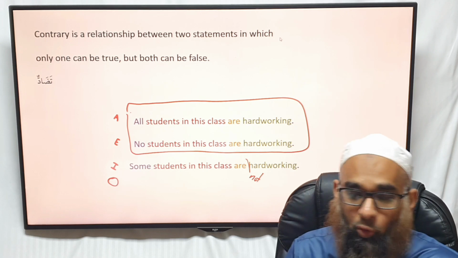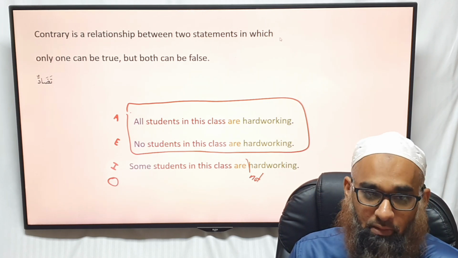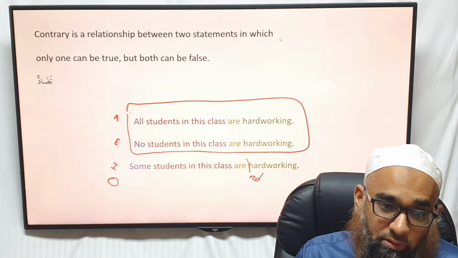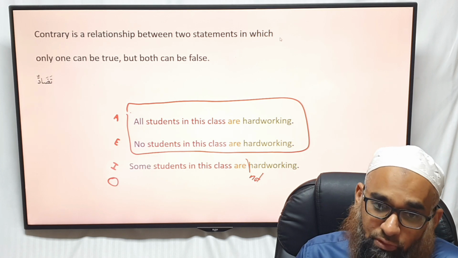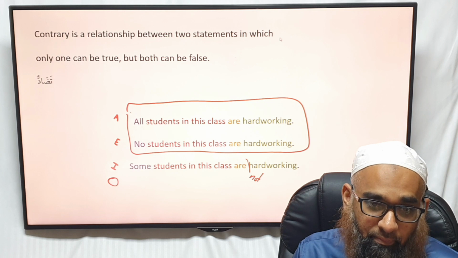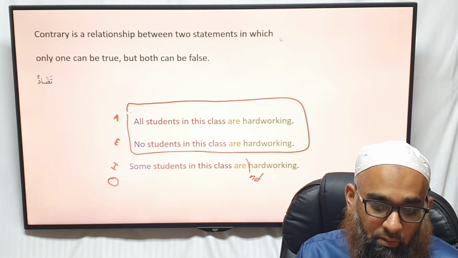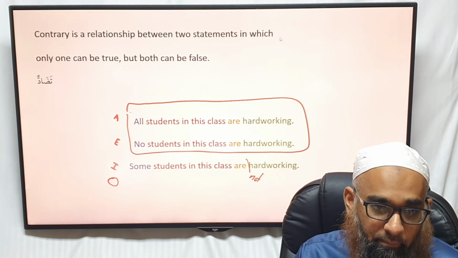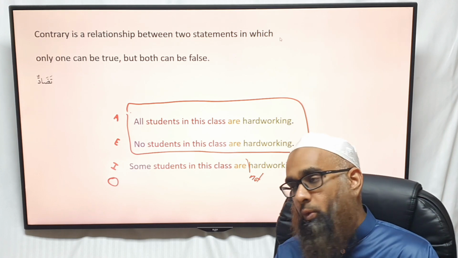No, what we're saying here is we don't know about A or E. But we're saying that if one is true, the other has to be false. If A is true, E is false. If E is true, A is false. Both can't be true. And it's also possible both are false. But that's the same with A and O. Both of them can still be false. Both can be false in A and O.